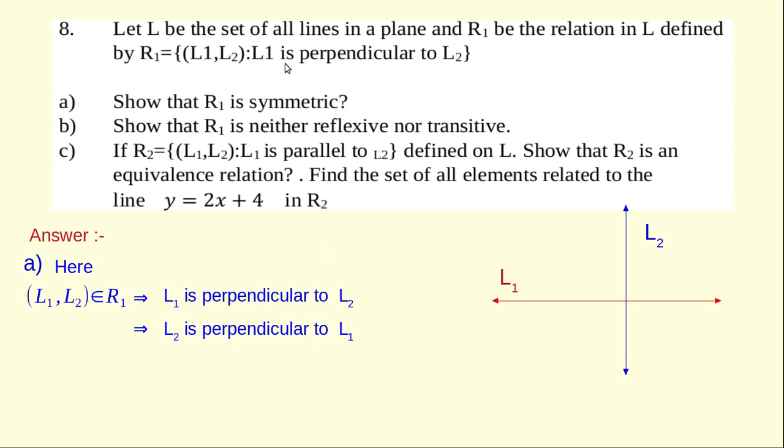When L2 is perpendicular to L1, (L2, L1) belongs to R1. Whenever (L1, L2) belongs to R1, then (L2, L1) also belongs to R1. That is the condition for symmetry. Hence, the relation is symmetric. Clear? The relation perpendicularity among the lines is a symmetric relation.